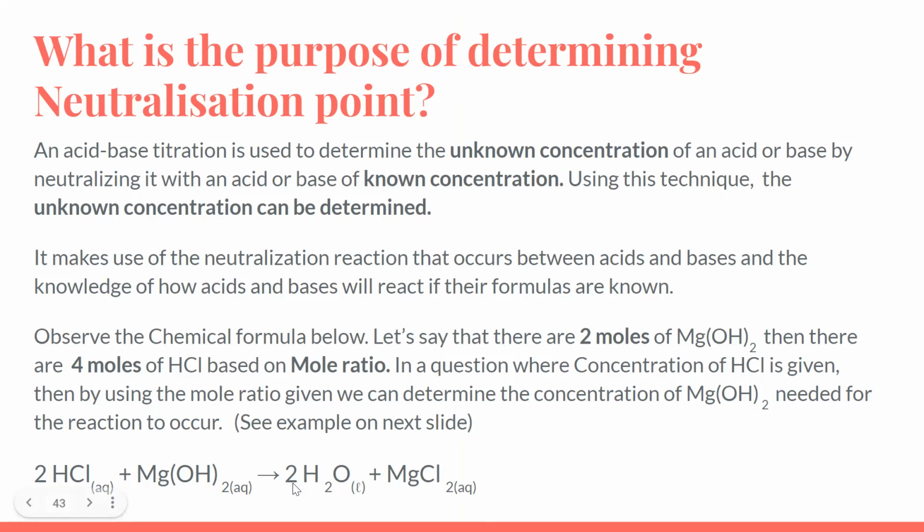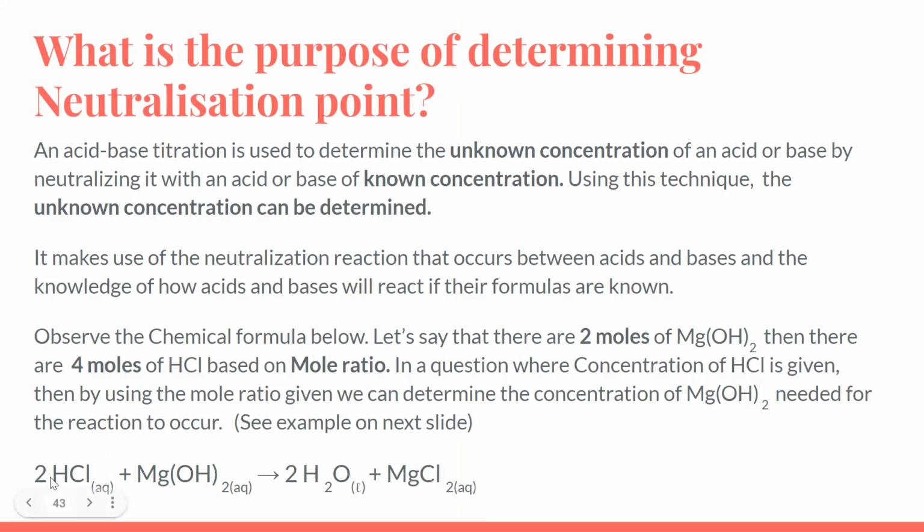Now, it's not really 2 moles, right? It's a 2 molar ratio. So let's say there are 2 moles of magnesium hydroxide. That means there'll be 4 moles of hydrochloric acid. There'll also be 4 moles of water and 2 moles of magnesium chloride, right? This is just what we're supposing. In a question where the concentration of hydrochloric acid is given, then by using the mole ratio, we can determine the concentration of magnesium hydroxide needed for the reaction to occur. Can we do that?